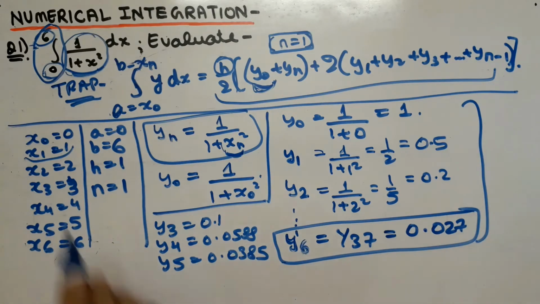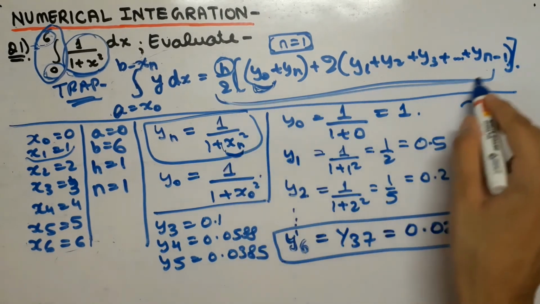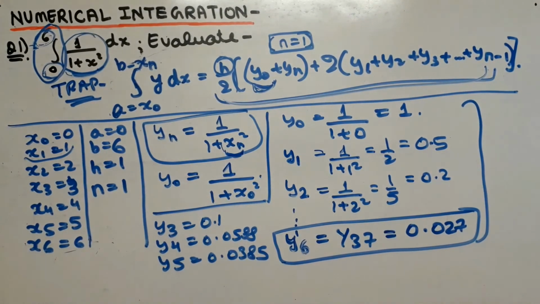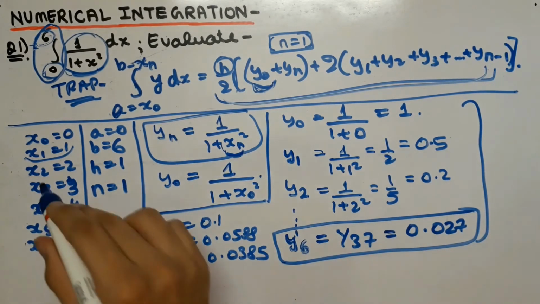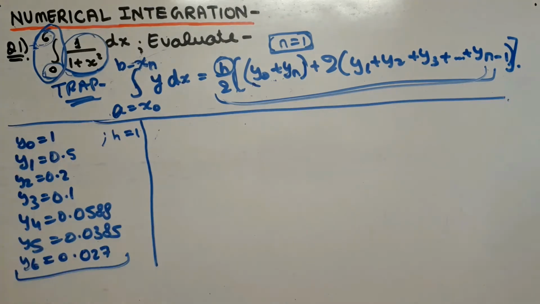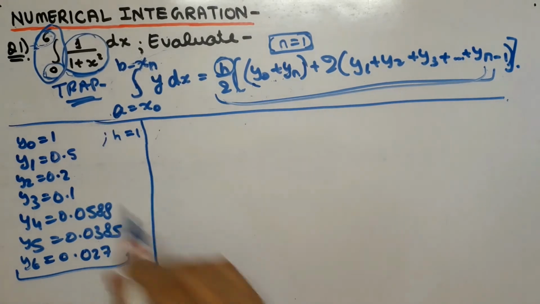This is because our upper limit is 6. If it had been 7, then we would have found out the values of x and y till n is equal to 7. Now we are going to put these values in this formula and find out the value of this integral using the trapezoidal method. Now please keep in mind that these values will also be used for all the other formulas, that is for Simpson's 1/3 rule and Simpson's 3/8 rule. We will use these values of y1, y2, y3, x1, x2, x3 and so on. Now we are going to substitute these values of y and h in this formula and find the value of this integral.